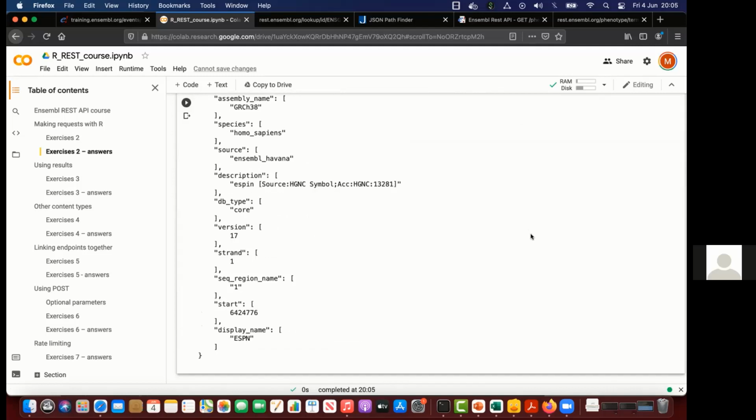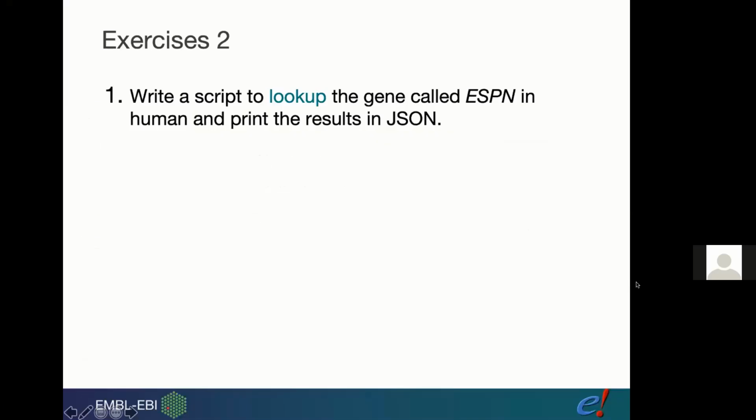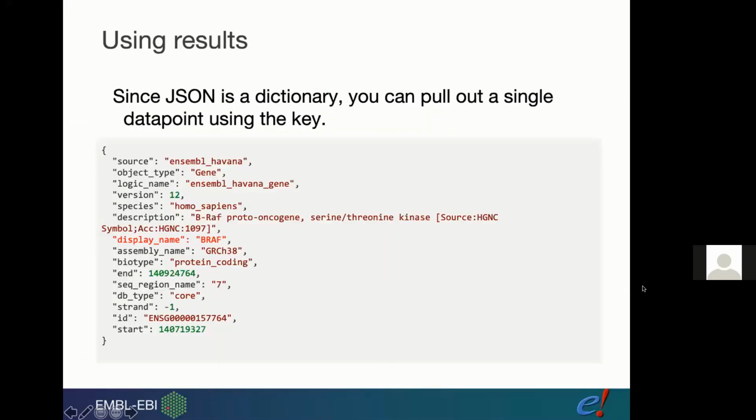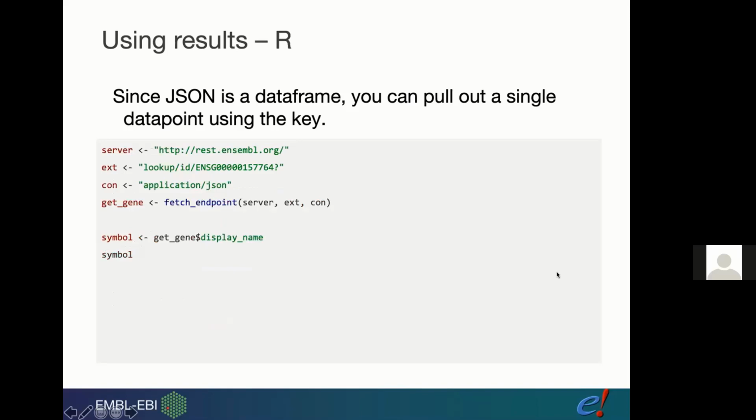Okay, great stuff. So before we go, we still have 10 minutes, I believe. So I just quickly wanted to show you one concept. Since JSON is this structured data type, like a data frame in R, you can pull out a single data point using the key name. So for example, the value of display name, which is basically the gene name, is BRAF. And if I wanted to only print a specific data point instead of all of this information, because yet again, often what you're getting in your response is lots and lots of information, but you might be only interested in a very specific data point.